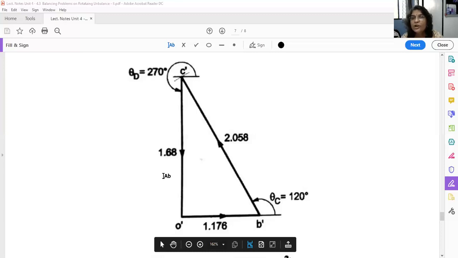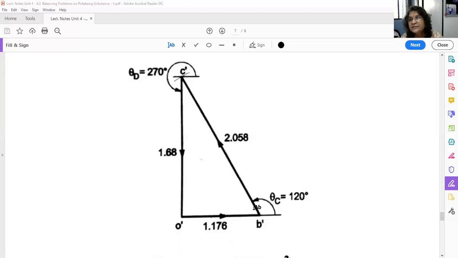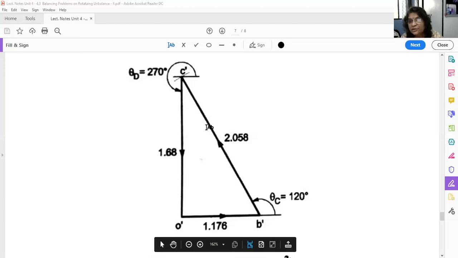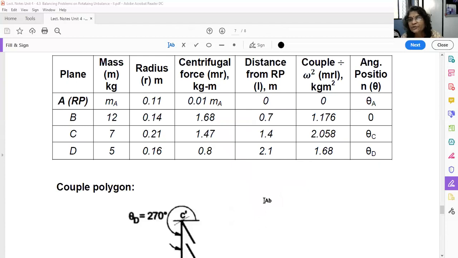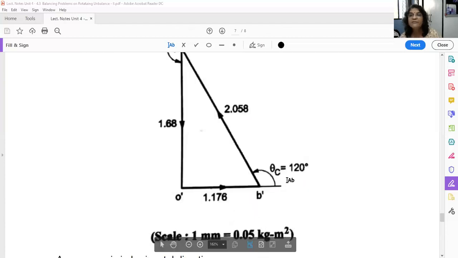Now what are the magnitude and direction we are getting from these 2 vectors? See, this is the vector representing like this. So this is the start of the vector, measure the angle. 2.058 is the magnitude of C. So it will give you theta C. So this angle is theta C, 120 degree.